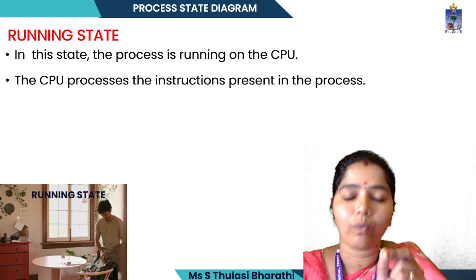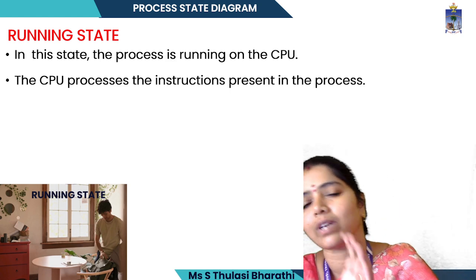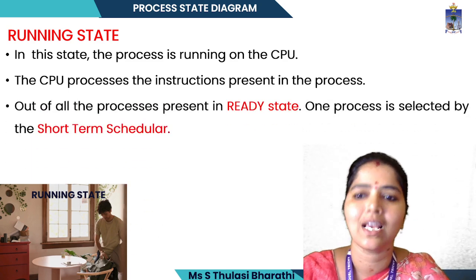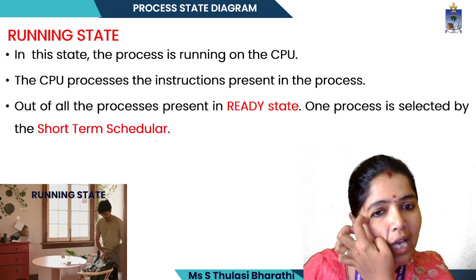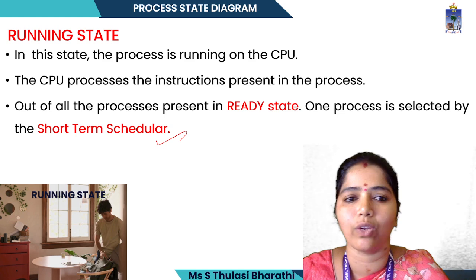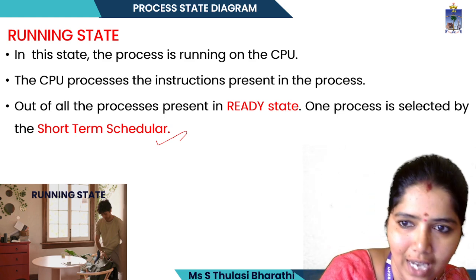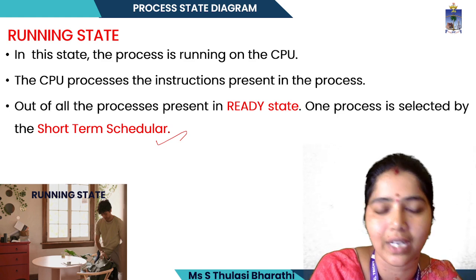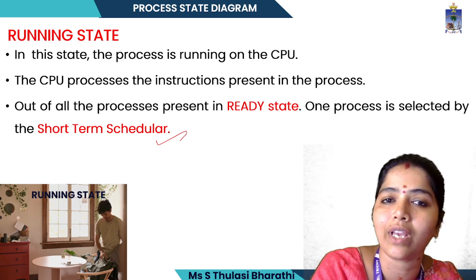For bathing, what has to be done? For dressing, what has to be done? That instruction will be processed over there in the running state. And one process is selected by what is called the short-term scheduler. Out of all the processes which are in the ready state, one process will be selected based on priority, based on the scheduling algorithms.